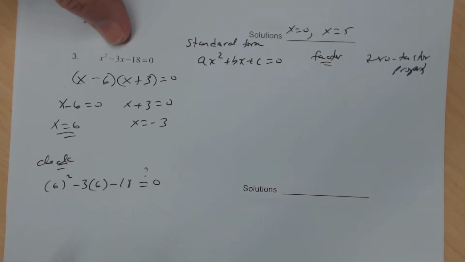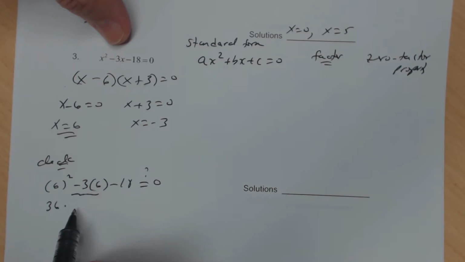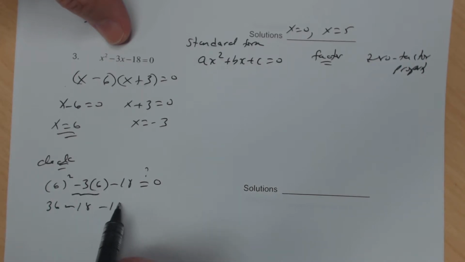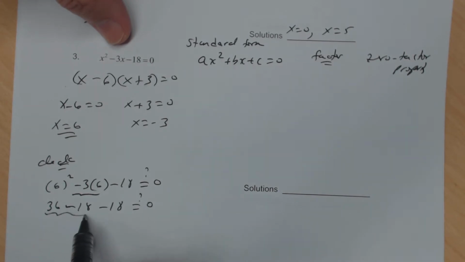It's not necessary. 6 squared is 36. A negative 3 times 6 is a negative 18, minus 18. Again, you want to see if that's going to equal 0. 36 minus 18 is 18. 18 minus 18 is equal to 0.